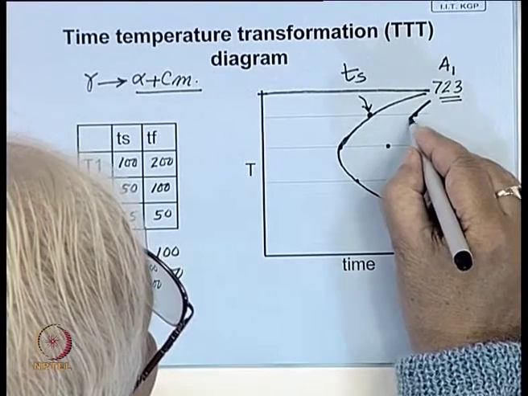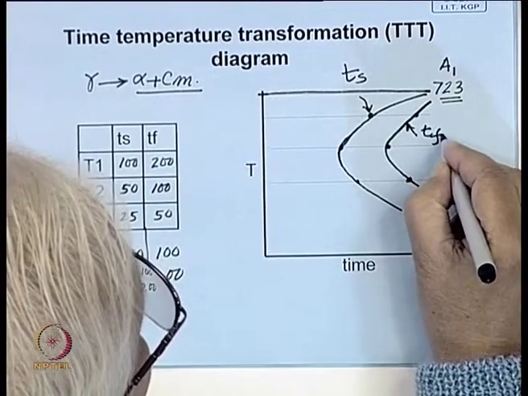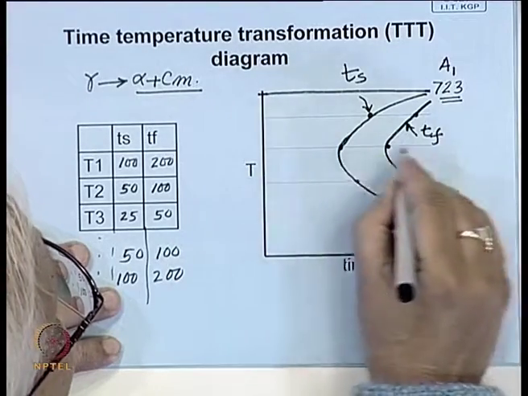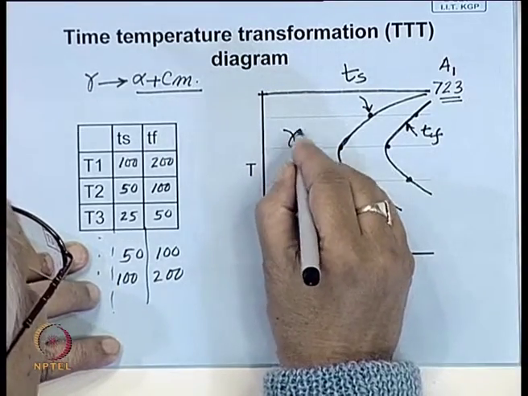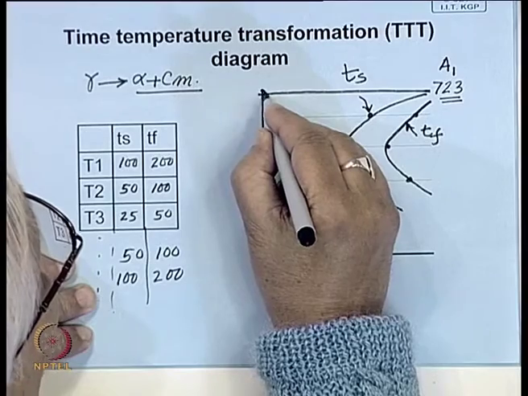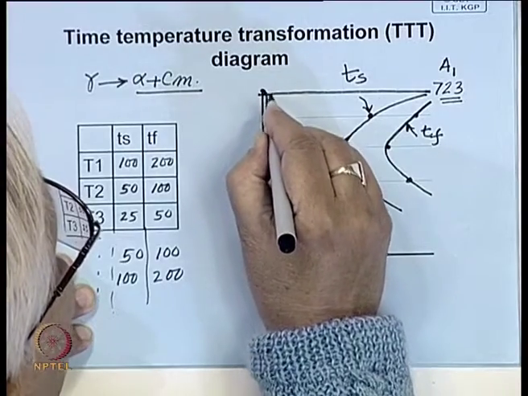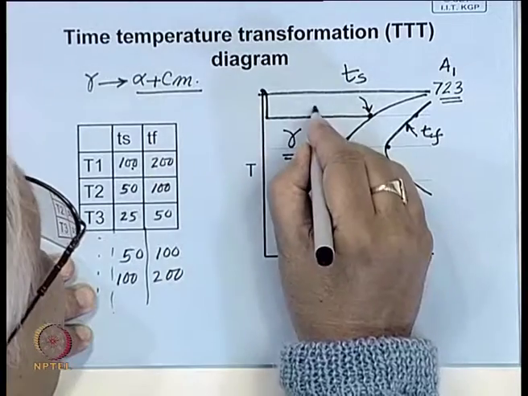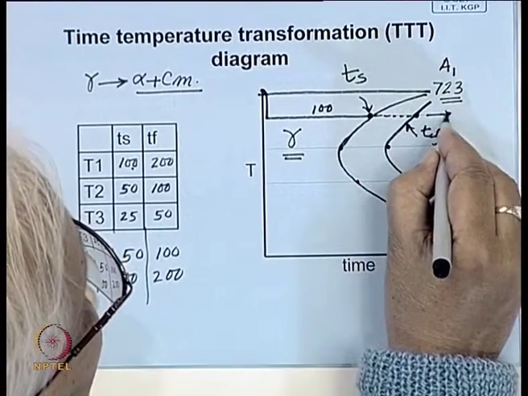And you will also get another line by joining the finish points. This represents the time of completion of formation of pearlite, or pearlitic transformation. So, in this portion of the diagram you have gamma. Visually, what we are doing is cooling it like this, then holding it for some time. So, let us say this is 100, the transformation starts and then it is completed here and you get pearlite.